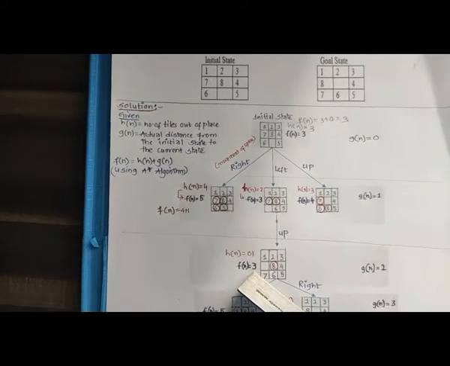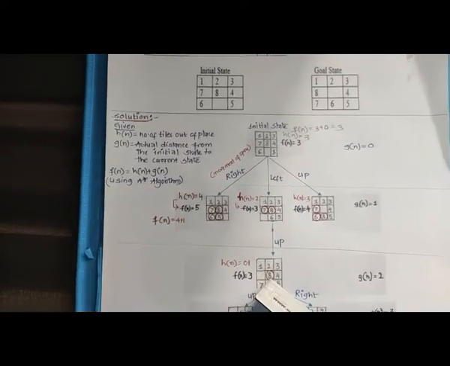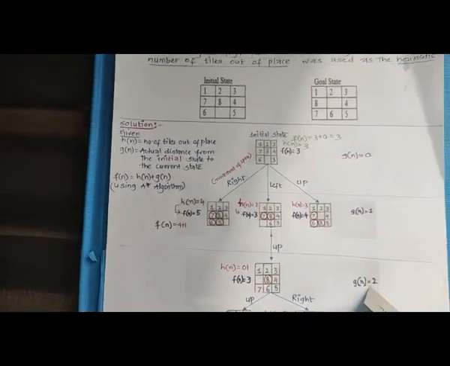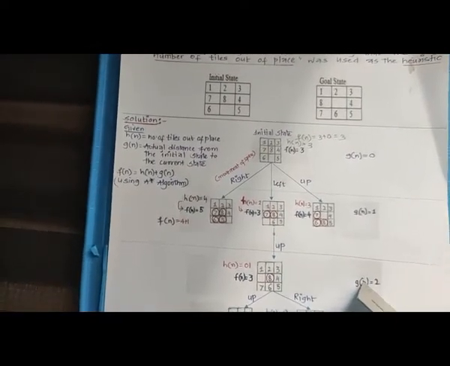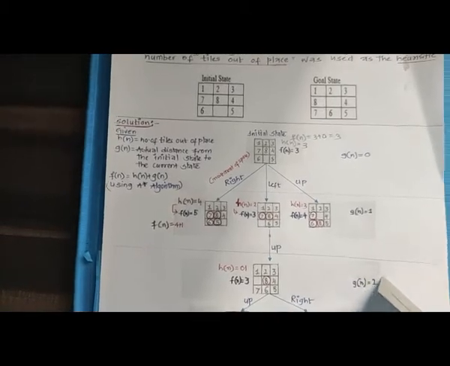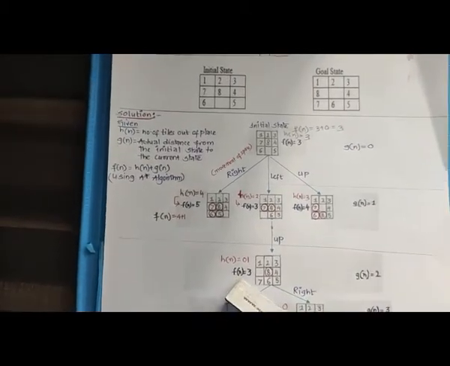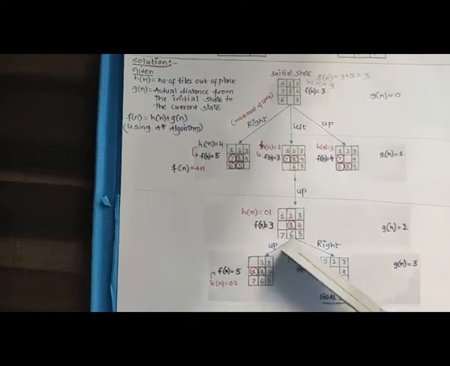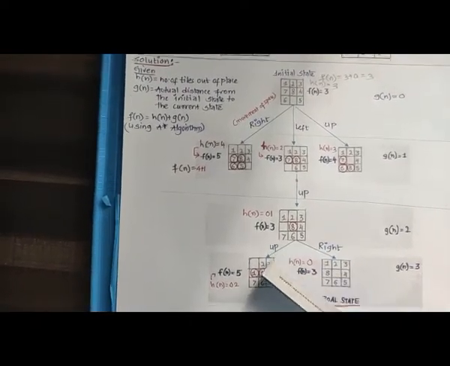Now, f of n comes out to be 3 because h of n is equal to 1, because only 8 is out of place compared to this goal state, right? And now, this particular state is at a 2 steps distance from the initial state. So, g of n is equal to 2. So, f of n is equal to 2 plus 1. That is going to give me 3. Now similarly, I move the space right, and I move the space up.